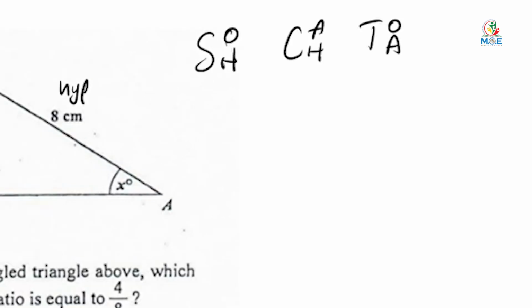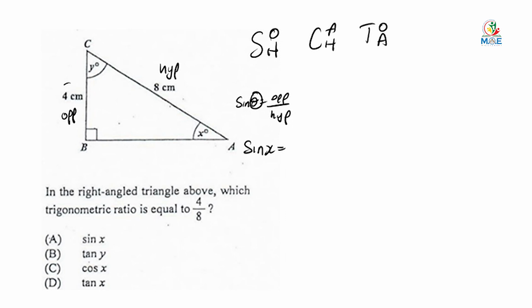4/8. So for angle X, we can say sine theta is equal to opposite over hypotenuse. In this case, theta will be replaced with x. So we can say sine x is equal to the opposite, which is 4, over the hypotenuse, which is 8. So the ratio that is equal to 4/8 would be sine x, which is option B.